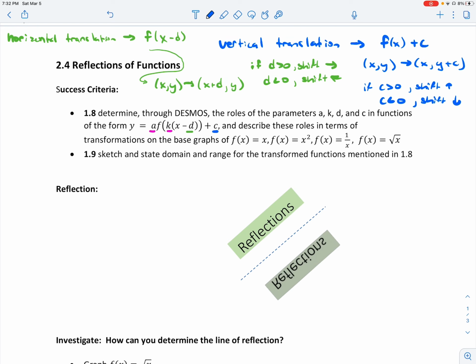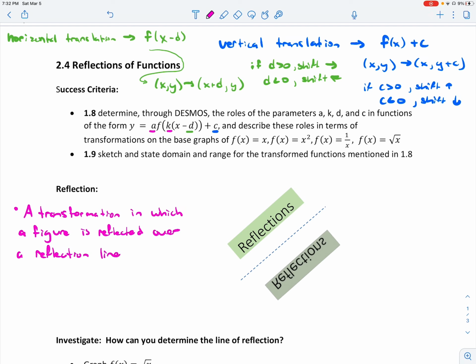All right, so reflections. Reflections is basically just a transformation in which a figure is reflected over a reflection line. So here's a nice example of one. We have the word reflections, and when it gets reflected over this dotted line, the image actually gets reflected, but you can see it doesn't appear the same way. You can't read it because it's kind of upside down and a little bit inverted, if you will. So this would have to be the reflection line.